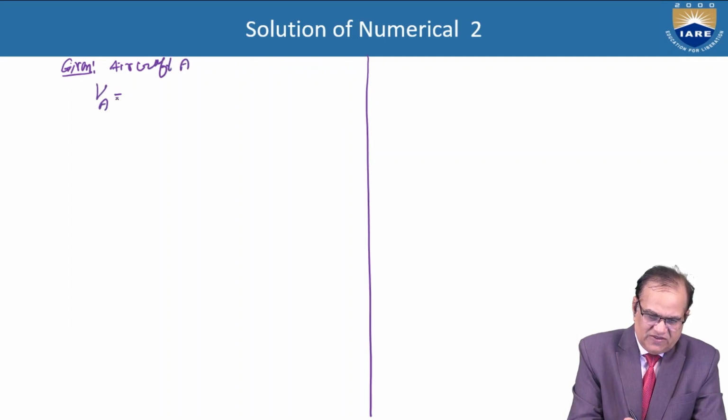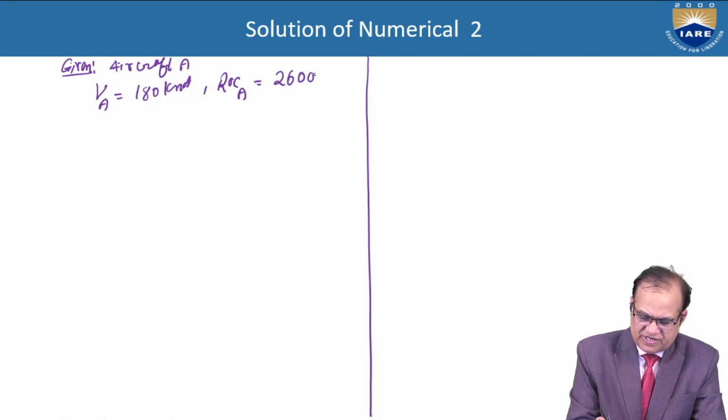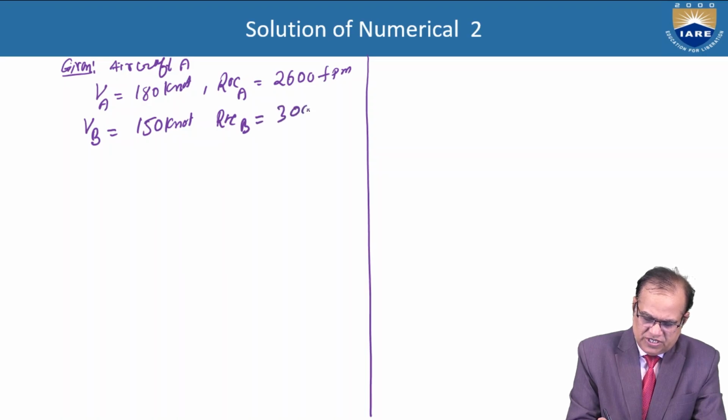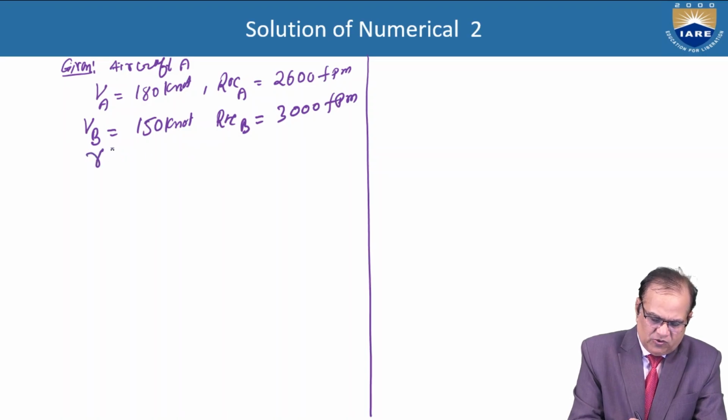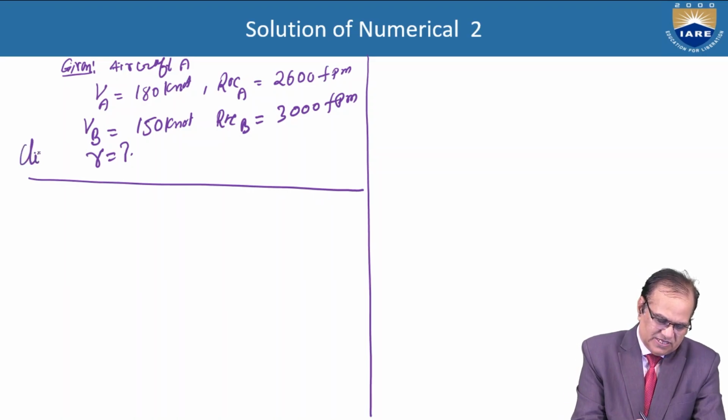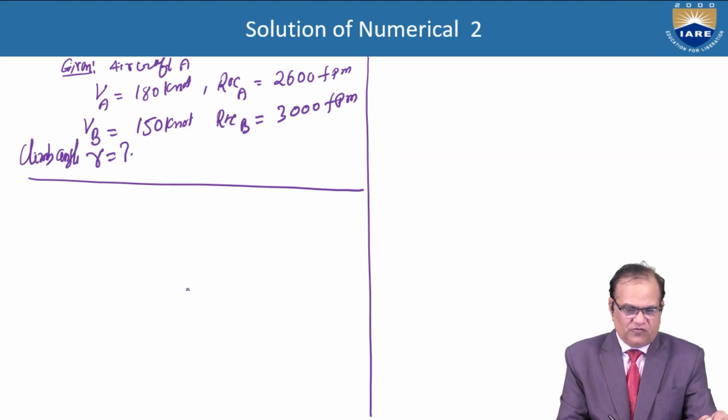Velocity of aircraft A, VA, is equal to 180 knot. Rate of climb of A is equal to 2600 feet per minute. Same way for the B aircraft, VB is equal to 150 knot and ROC B is equal to 3000 feet per minute. So we have to find out what is the climb angle. This is called the climb angle. We have to find out.